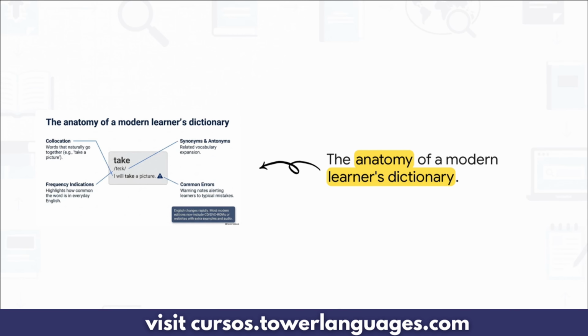It gives you frequency indications, showing you how common the word actually is in everyday life. It lists synonyms and antonyms. But here's the best part. It includes warning notes about common errors. Think of this feature like a tiny co-teacher sitting on your shoulder, whispering warnings about the exact mistakes your students are going to make before they even open their mouths. It turns a basic reference book into a brilliant pedagogical tool.